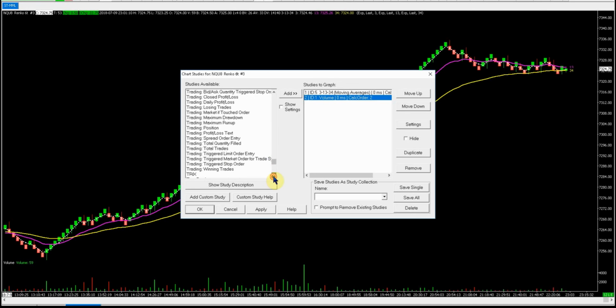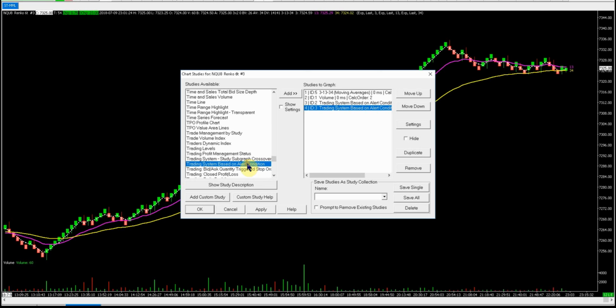Where'd it go? Where'd it go? Where'd it go? Probably have to go over to my trading system based on alert condition. There we go. So I want 4 of those. 1, 2, 3, 4. Okay.